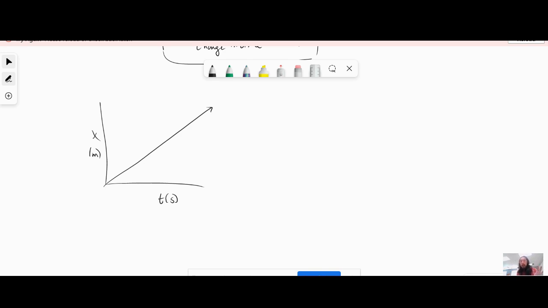Now, hopefully you've learned in your math classes the formula for a line. Sometimes we call that the point slope formula. It looks something like this: y is equal to mx plus b. And let's define a couple of things. Y is the y-axis variable. M is the slope. X is the x-axis variable, not to be confused with position for this lab. And b is what we call the y-intercept.